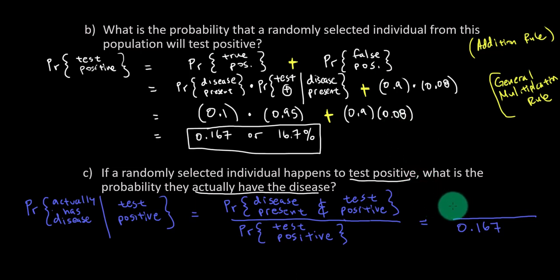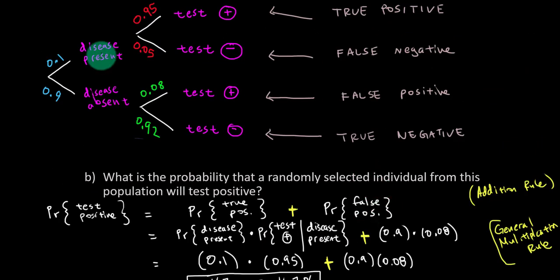In the numerator, we basically want to focus on the true positive part, right? Because the disease is there and then the test comes back positive. If we scroll up, disease there, test positive. That is the true positive there. So that would be 0.1 times 0.95.